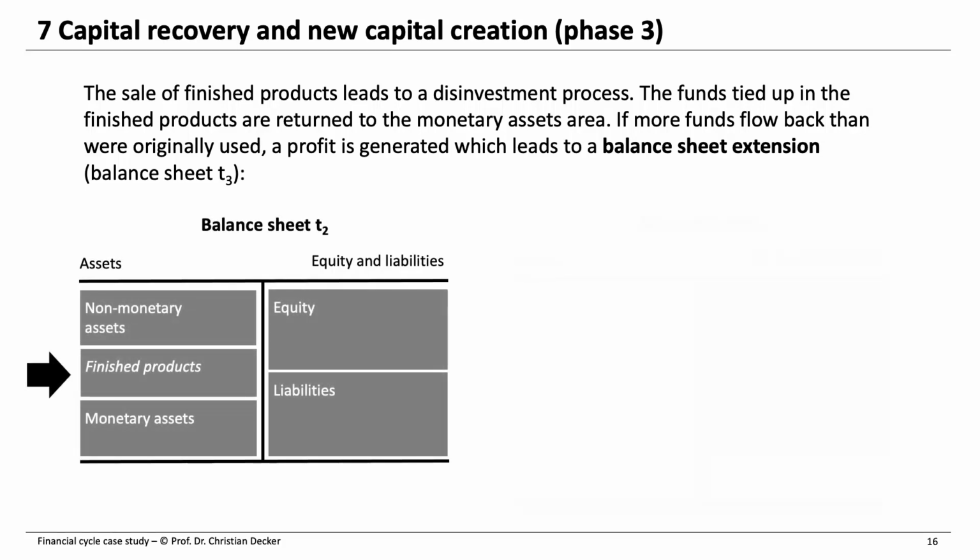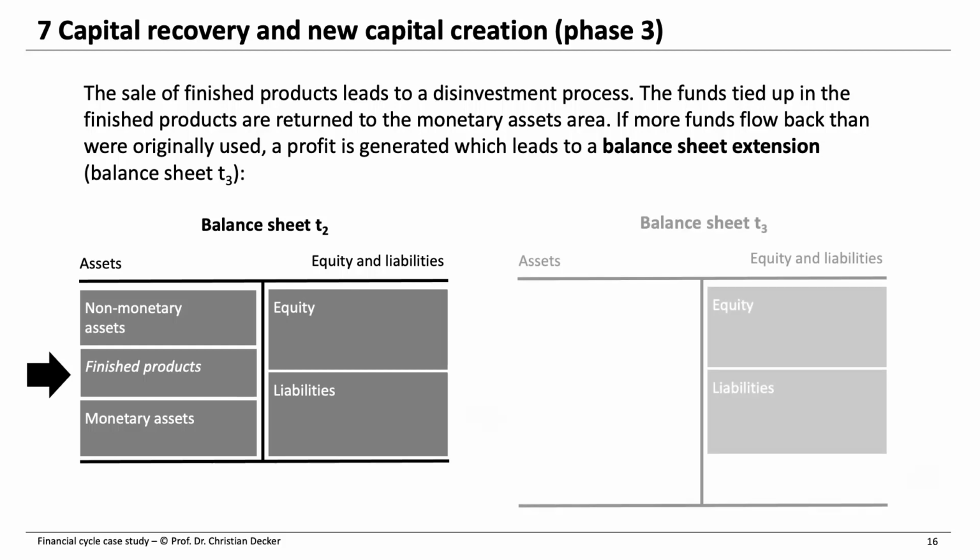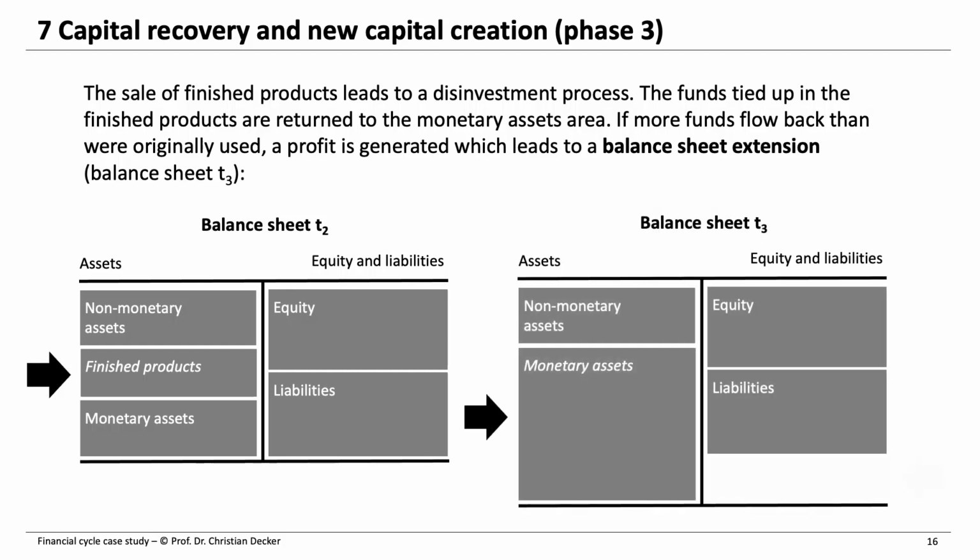The balance sheet T2 shows the already known picture taking into account the finished products. If all finished products are sold in full and all incoming payments are received in full, the balance sheet T3 shows a picture on the asset side without finished products, but with a significantly increased monetary assets area. If the sales price is higher than the production cost, there is a profit item on the equity and liabilities side.